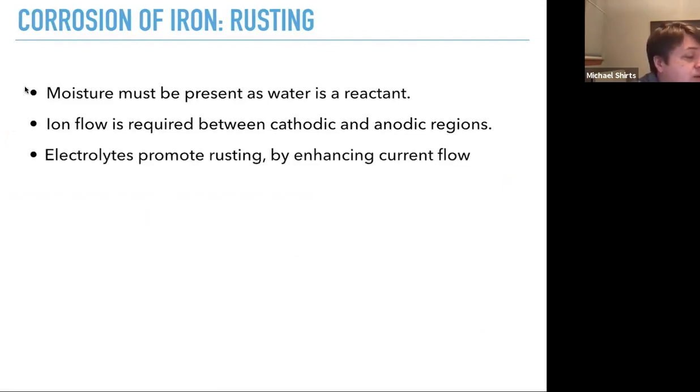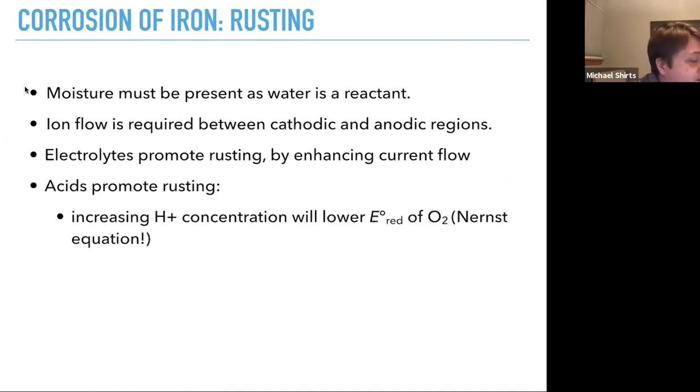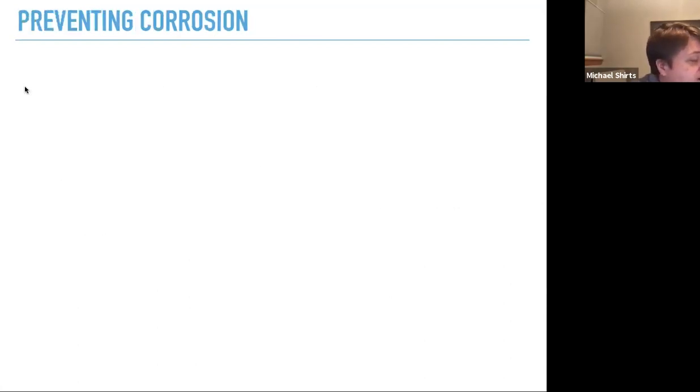And electrolytes promote rusting. If you have things dissolved in that water, it's even better. It promotes current flow for the ions coming back. So acids promote rusting, as we've seen. Increasing H+ concentration will raise the reduction potential of oxygen, by the Nernst equation.